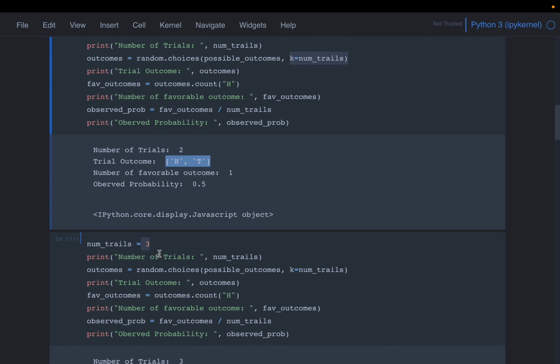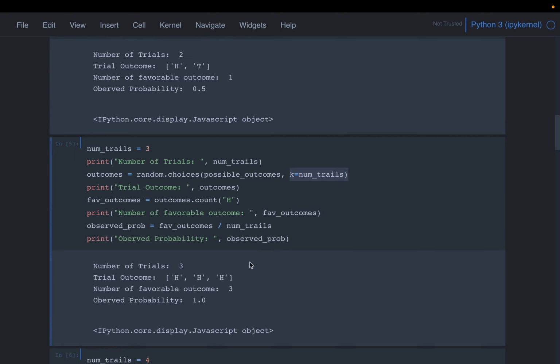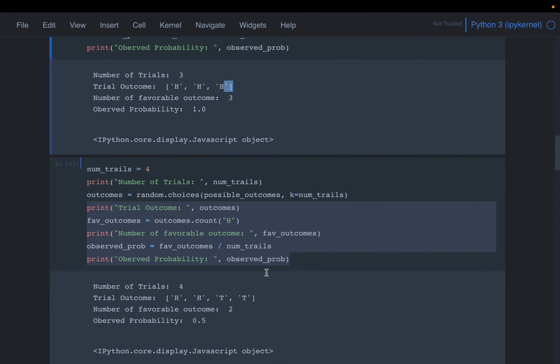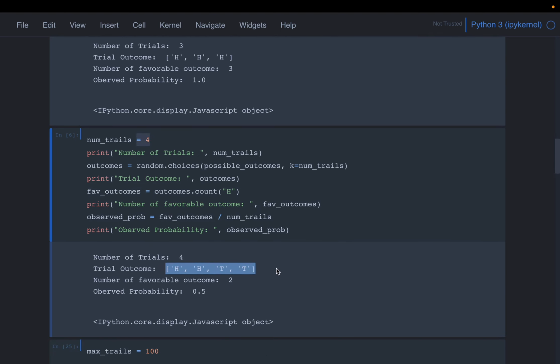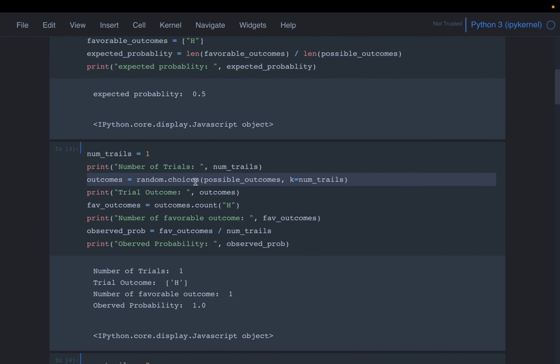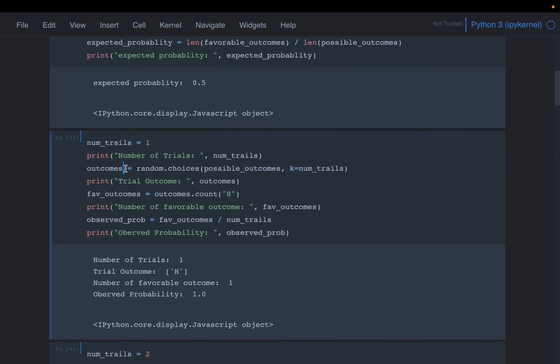Now let's say we are flipping the coin 3 times. This time k is equal to 3. This means we should get 3 outcomes, right? In this case, the first time we got heads, the second time heads, and the third time also heads. And finally, we have number of trials 4. This means we'll get 4 outcomes. Here are the 4 outcomes: they happen to be heads, heads, tails, tails for the 4 flips we have done. So we have this very convenient function where we can give the possibilities and how many times we want to sample.